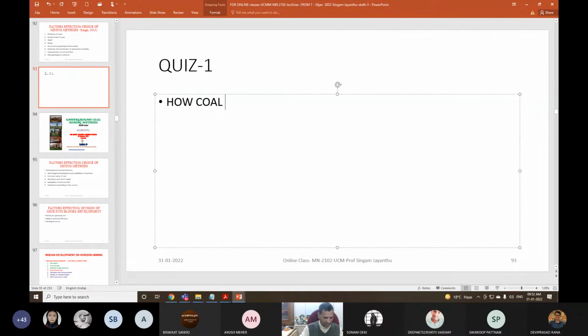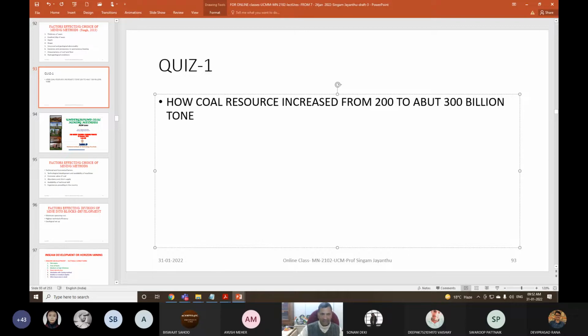How this coal resource increased from 2000 to about, not 2000, 300 billion tons. Okay. That is over a decade. That was a question. Okay, right.